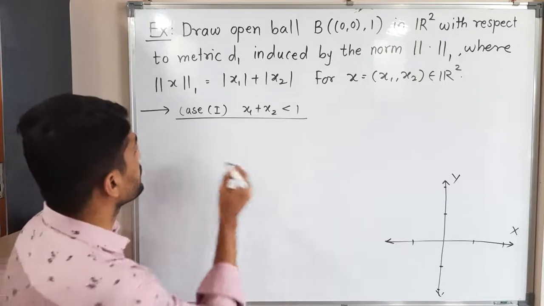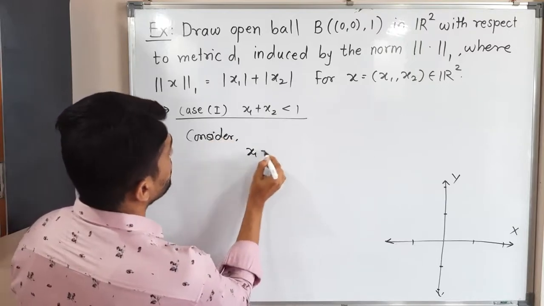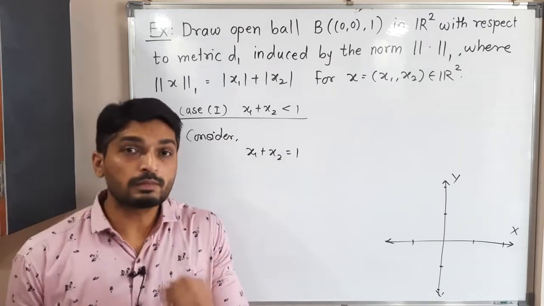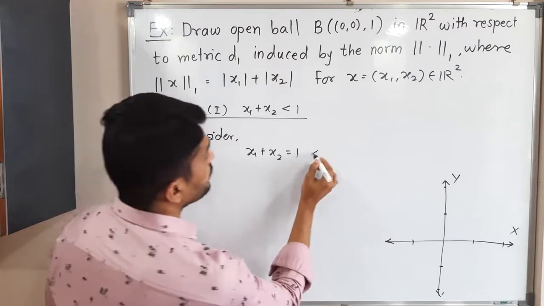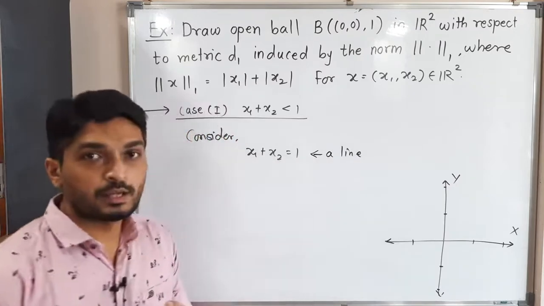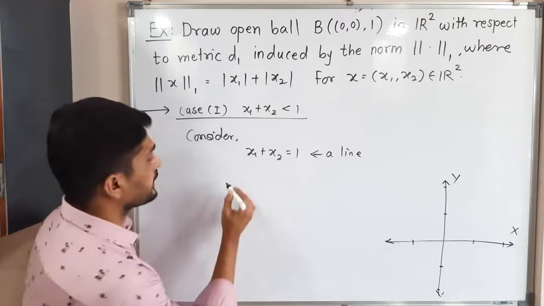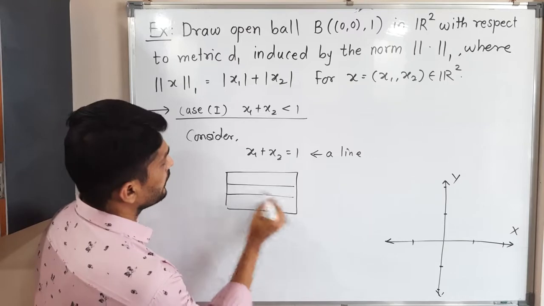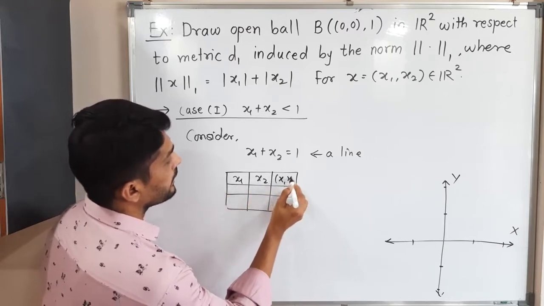So consider x1 plus x2 is equal to 1. We will consider equality, find the curve, and after that we will find the region. You know that this is a line, since the power of both of them is 1. How to draw the line? We have a very simple technique. Let me show it here. We draw a table like this: x1, x2, and (x1, x2).